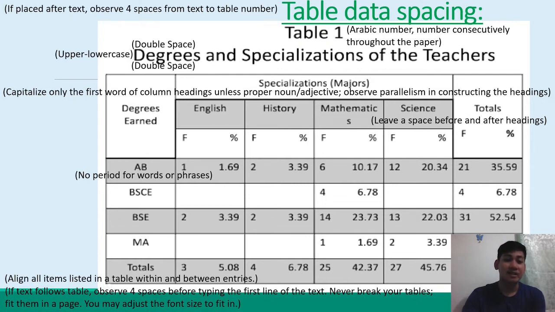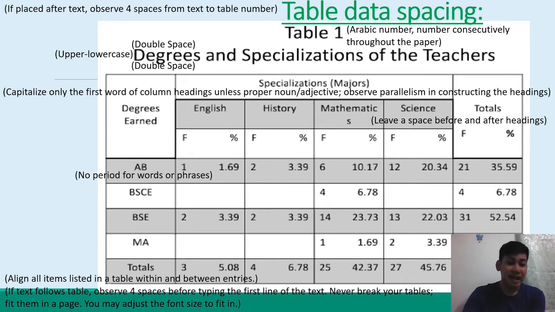Malagay dito, capitalize only the first word of column headings, unless proper noun or adjective. Observe parallelism in constructing the headings. Then leave a space before and after headings. So, dito sa raw data, no period for words or phrases. For example, Masters in Business Administration, so walang siyang tuldok.